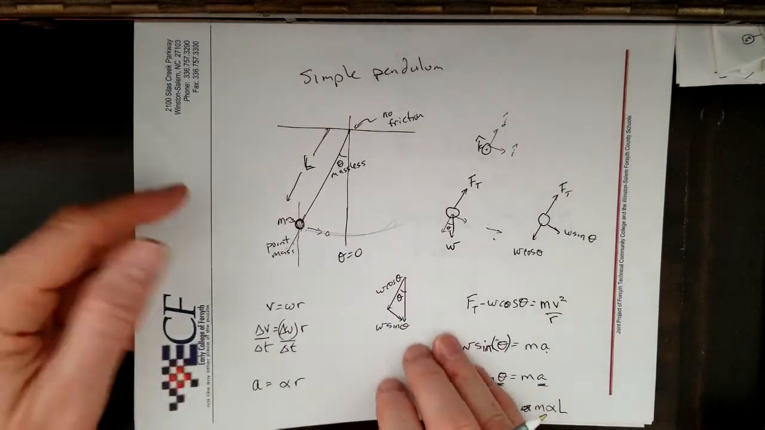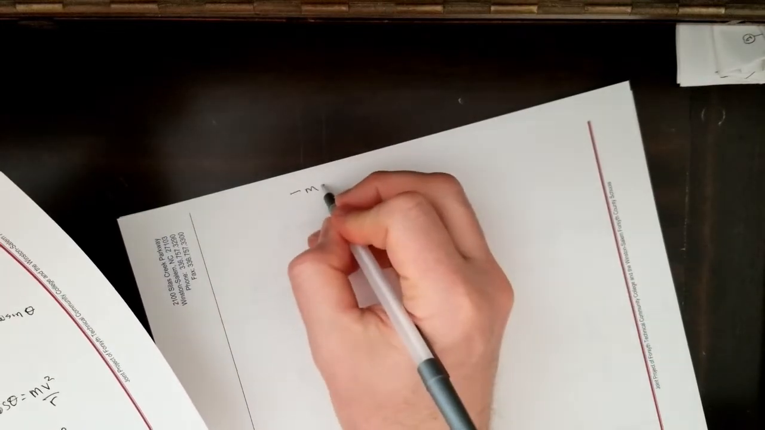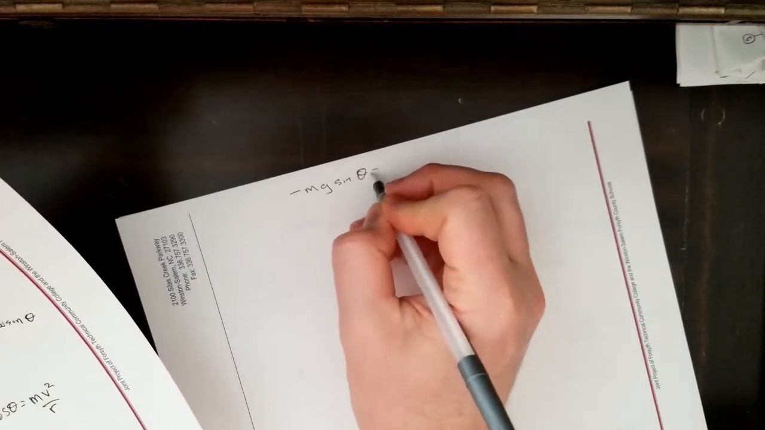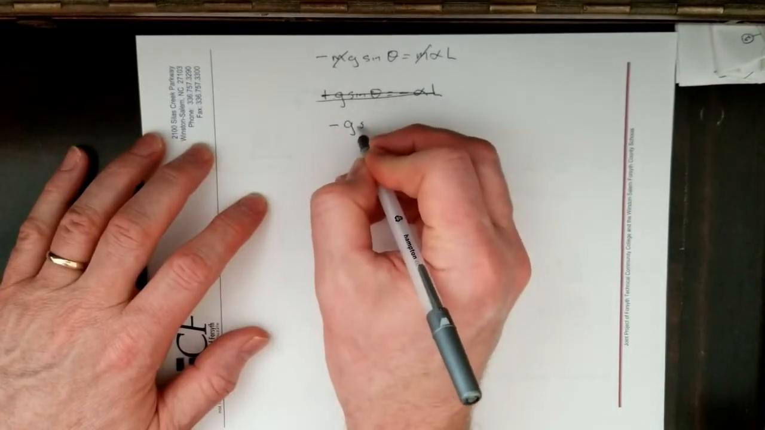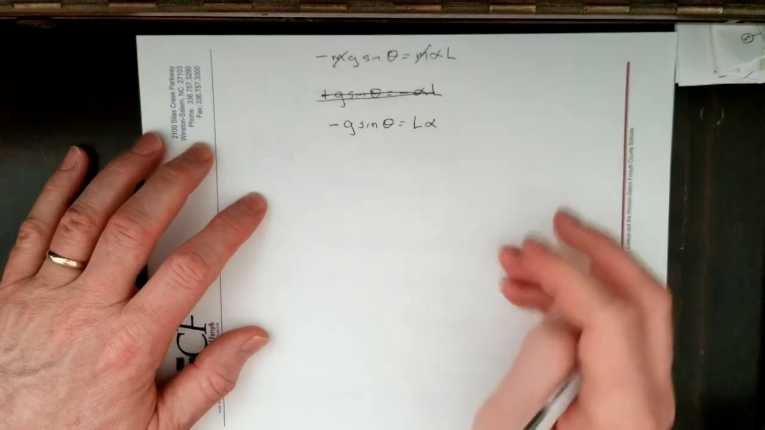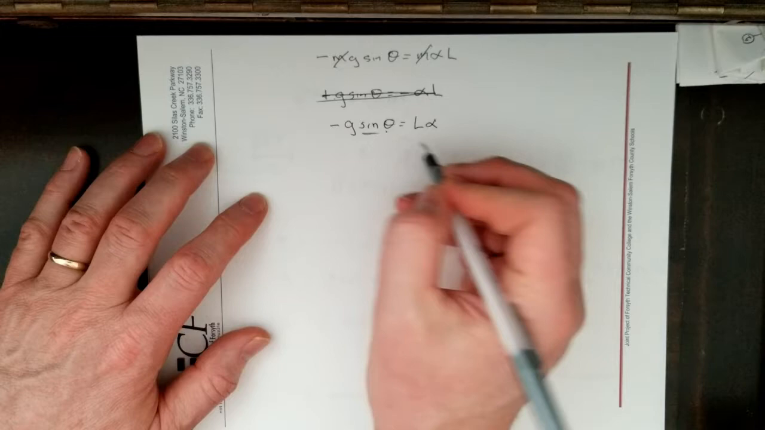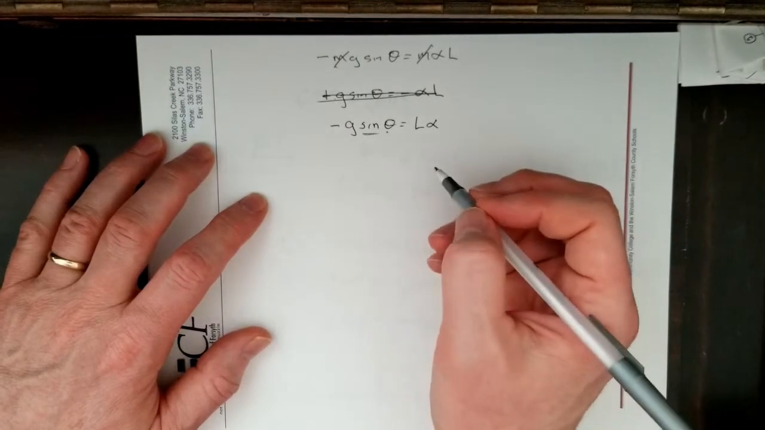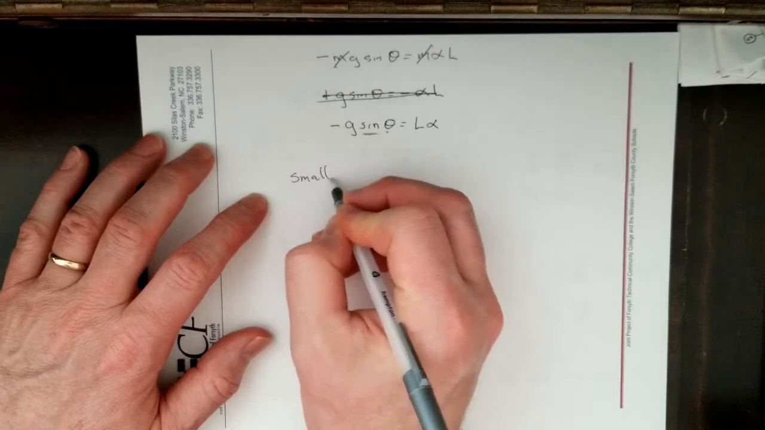So if we take that equation there, I have negative mg sine theta equals m alpha L. That gives negative g sine theta is equal to L alpha. We still have an issue here in the fact that this angle right here is trapped inside the sine function. So now we employ what is known as the small angle approximation.